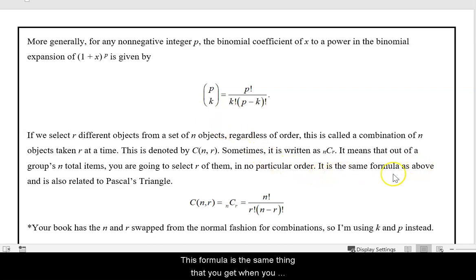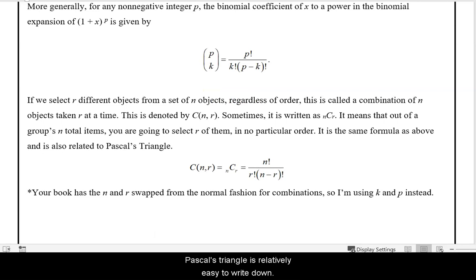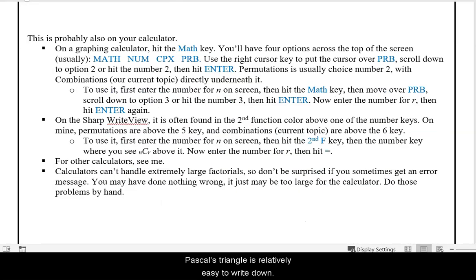This formula is the same thing that you get when you look at Pascal's triangle. Most of you have probably never seen Pascal's triangle, or you've only seen it in passing. You've never really had to use it. Pascal's triangle is relatively easy to write down. We'll cover it in just a moment. I do want you to be aware that some of these things may well be on your calculator.